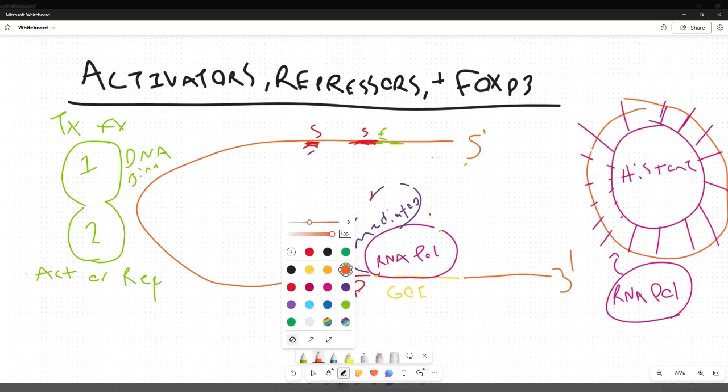This is a special suppressor. I'll make this one orange. So no, maybe not orange. Taking that too. All right. Well, we'll make it red. Use your imaginations. So let's say I have another silencer right here.